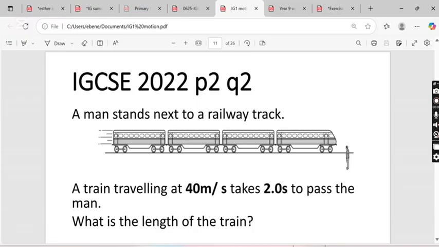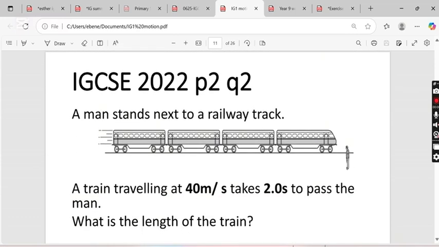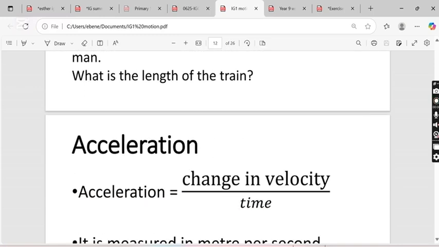All right, now let's continue. That is for speed, distance, velocity, and the likes. We are done with that one. We are moving on to acceleration. It is all about calculation.